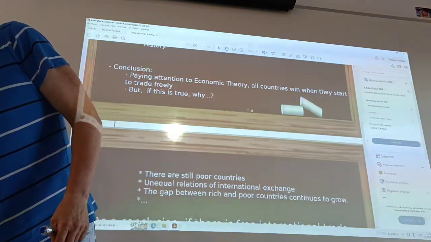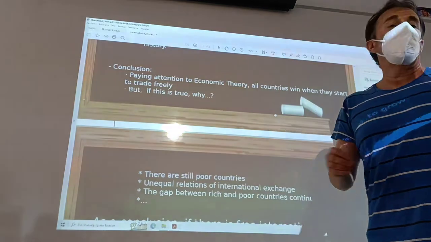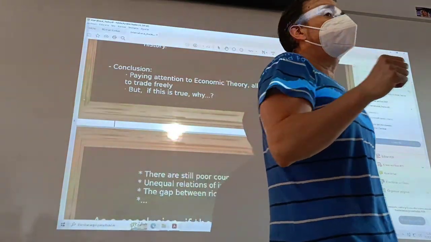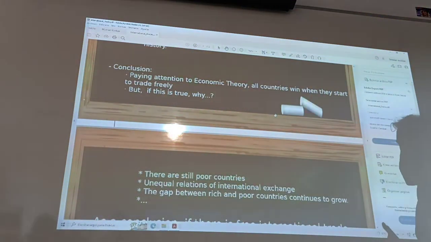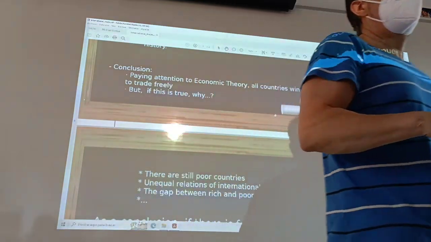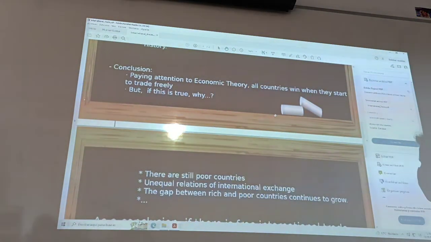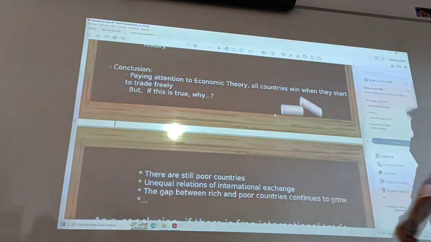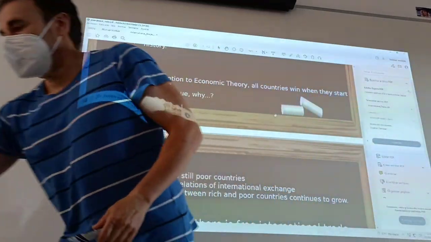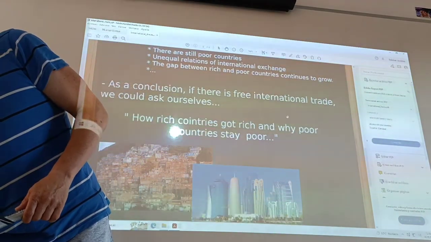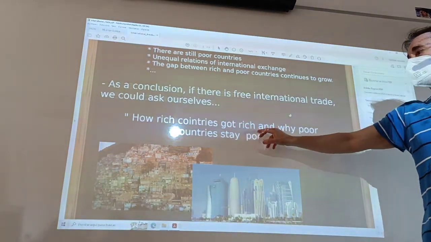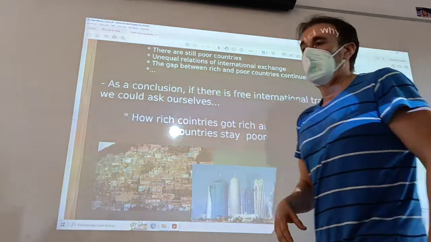Conclusion. According to economic theory, all countries win when they take part in trade. But we can ask, is this true? Why? Because there are still poor countries, unequal relations in international exchange, and the gap between rich and poor countries continues to grow. And in conclusion, if there is international trade, we can ask ourselves how rich countries stay rich and quite poor countries stay poor.